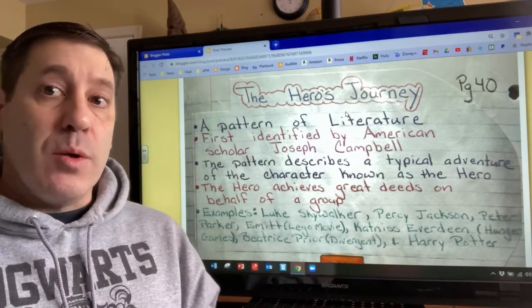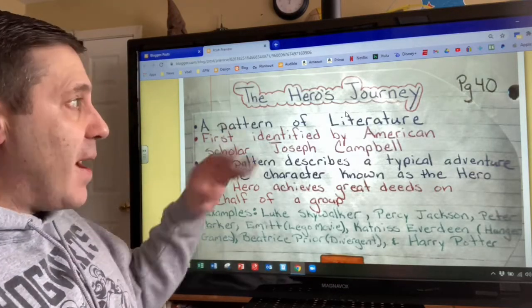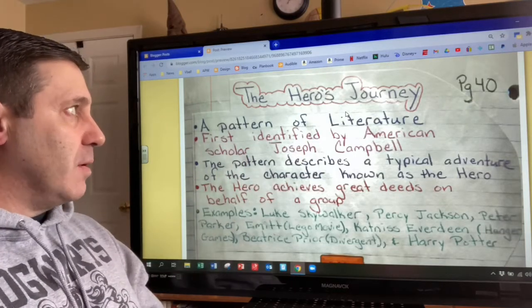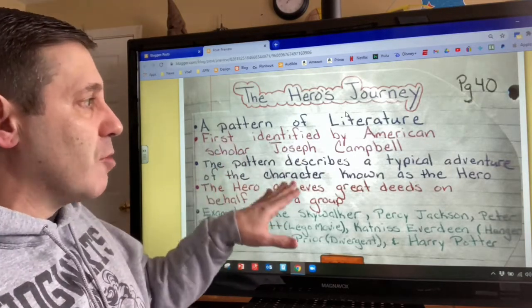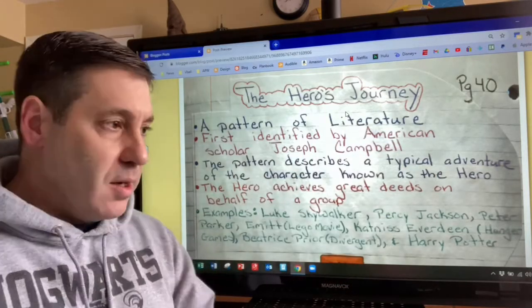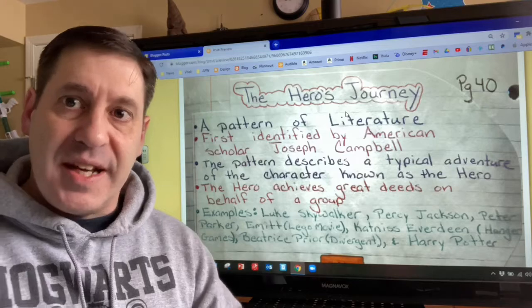Okay, so again, what is the hero's journey? It's a pattern of literature. It was first identified by Joseph Campbell. And the hero's journey describes a typical adventure or a normal adventure of the character that we know of as the hero.